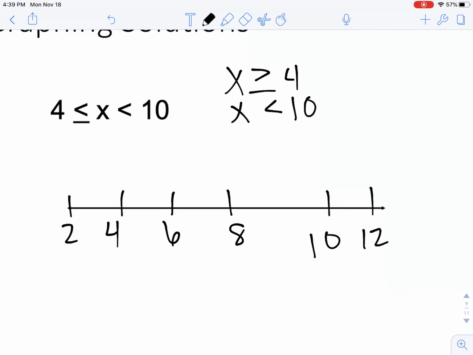So we know x is greater than or equal to 4, so we're going to do a closed circle. And we know x is less than 10, so we're going to do an open circle at 10. And then our solutions are anywhere in between. So this doesn't have an arrow. It just has that straight line. So x could be 4, 5, 6, 7, 8, 9, but it does not include 10.